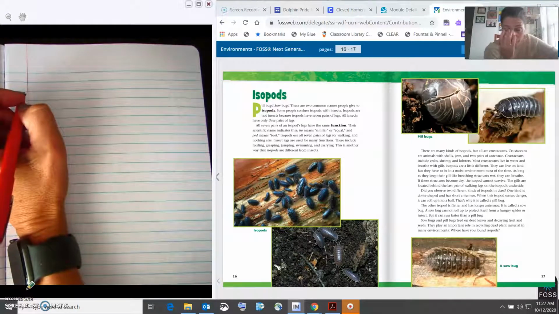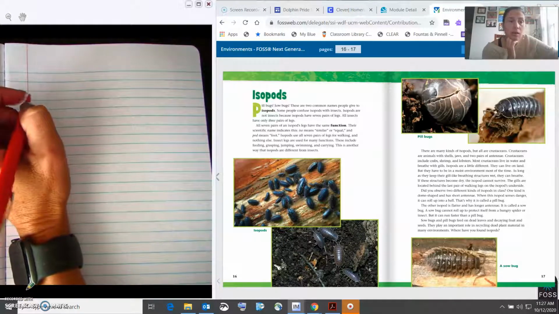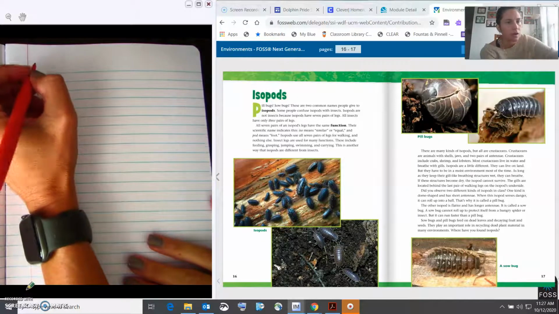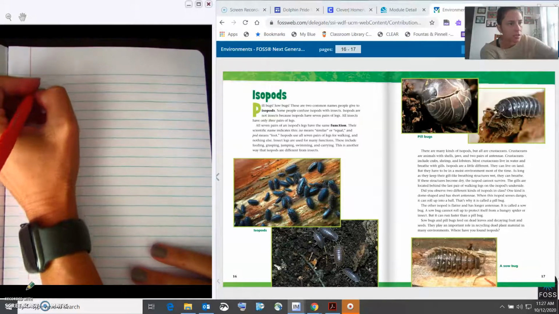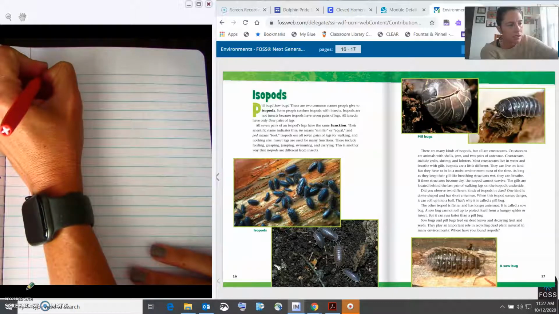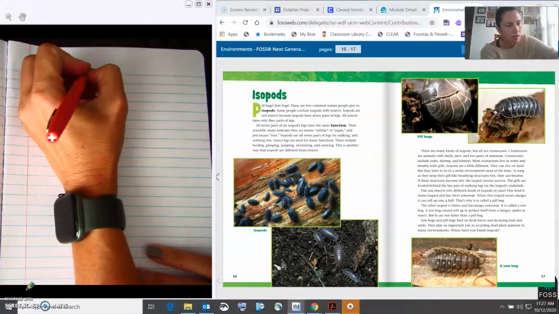Hi, my friends. We have completed our study on mealworms and their environments and structures, and so now we are starting our new investigation on isopods. So let's go ahead and put today's date in your science notebook, and it's titled Isopods.